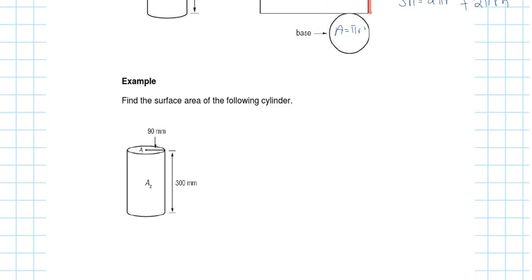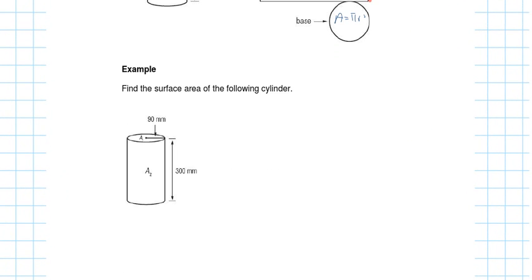So you're going to have to be careful when you're looking at your question. You need to make sure that your units are the same. So the unit of your radius is the same as the unit of your height, because otherwise you're going to have to do a conversion before you can plug it into the formula. I always have to have the same units.